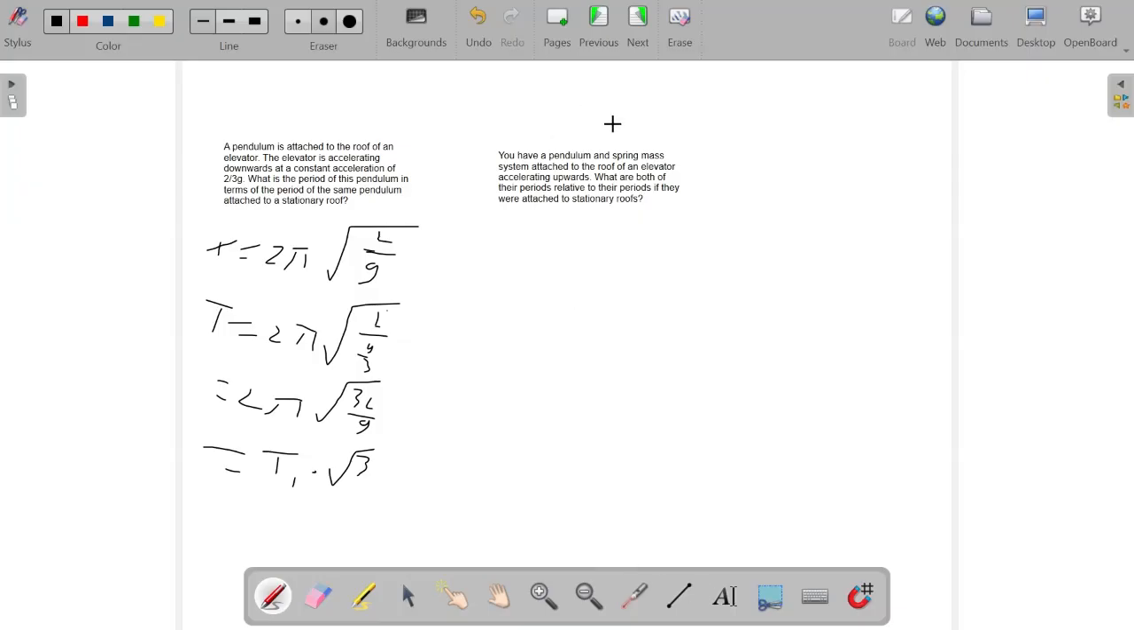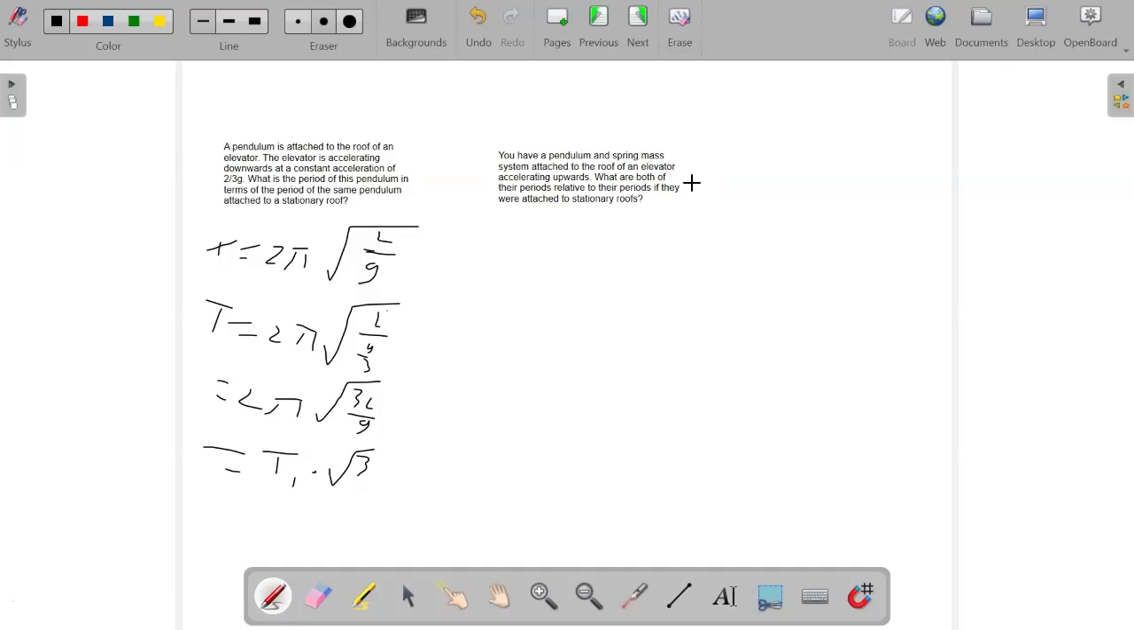Okay, next. You have a pendulum and spring mass system attached to the roof of an elevator accelerating upwards. What are both of their periods relative to their periods if they were attached to stationary roofs? So this is basically asking the exact same thing, except it's asking us to compare them. So first off, if you're accelerating upwards, what happens? Well, now the ground of the elevator is approaching a dropping object.